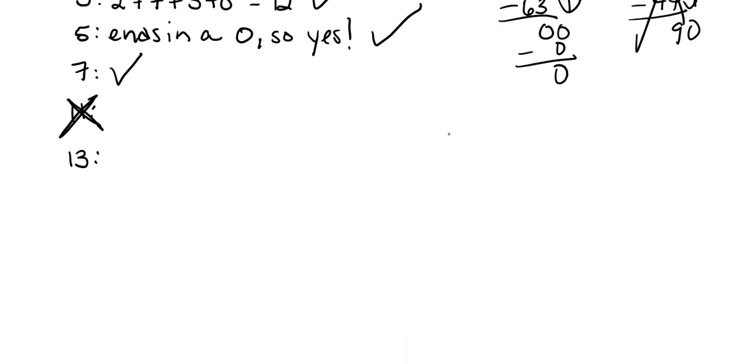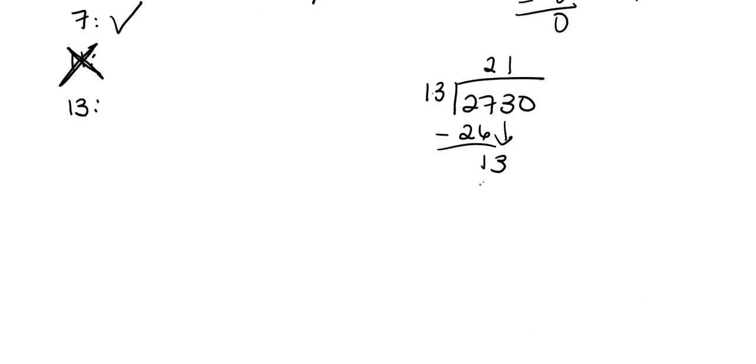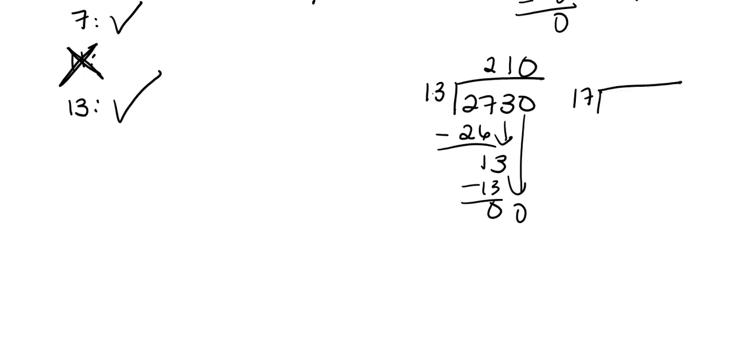Well, 13 can go into 27 2 times, because that's 26. We subtract, we get 1. Bring down that 3. Well, 13 can go into 13 1 time, so that's just a simple 0. Bring down the other 0. Well, 13 goes into 0 0 times. So 2,730 is divisible by 13. Now let's look at 17.